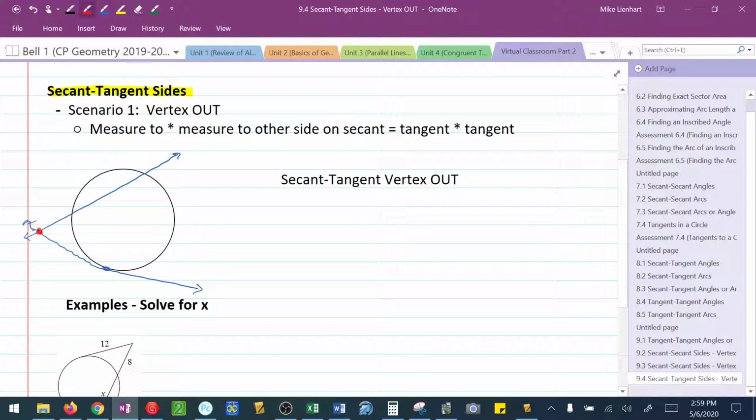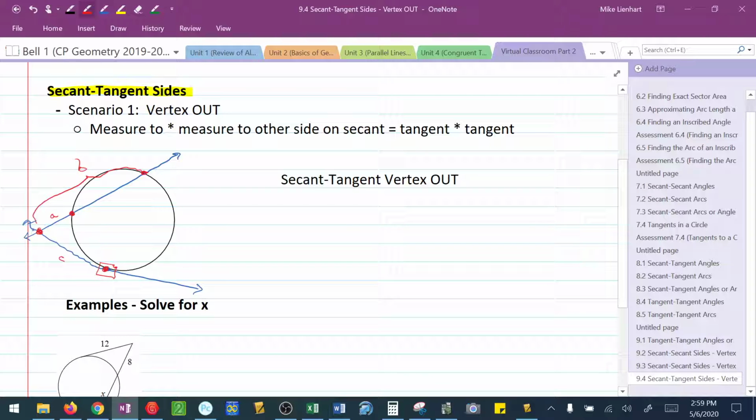So on the secant, we know to measure to A and measure to the other side, B. On the tangent line, we're going to measure to the circle. We're going to call that C, but it only touches the circle in this one spot. So we're going to have to take that C and multiply it times itself.